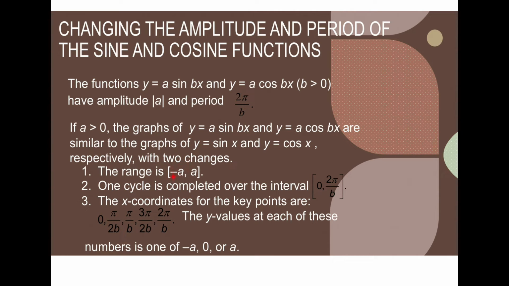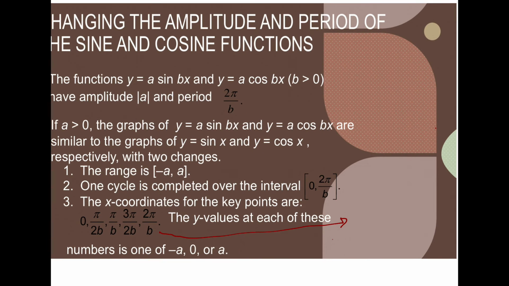With 2 changes, the range is now -a to +a. One cycle is completed from 0 to 2 pi over b. And the x-coordinates for the key points are 0, and then we add pi over 2b each time. The y values at each of these numbers is either negative a, 0, or a. Right? Those are our key points, the high points and the zeros along the way there. I just want to take a second here to look at how we got these numbers here.